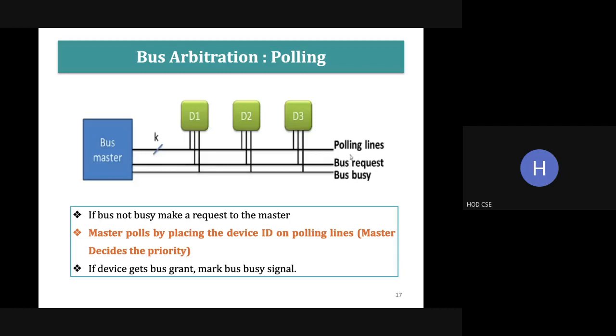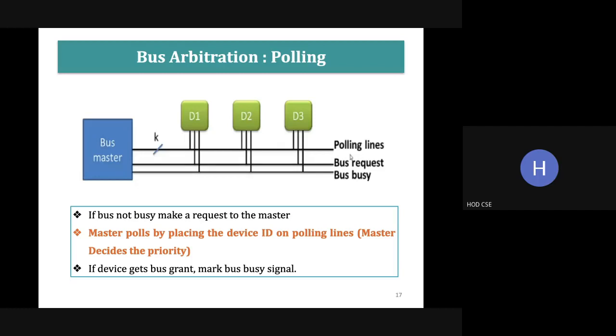And disadvantages. Here, suppose if there are k devices, we have k lines. Suppose if we have more number of devices, more polling lines will be added. That is the main disadvantage. And because we are having more and more polling lines added, there will be polling delay also. Okay. So these are the two main disadvantages of this polling method. That is, maintaining the polling lines is difficult and there will be polling delay.